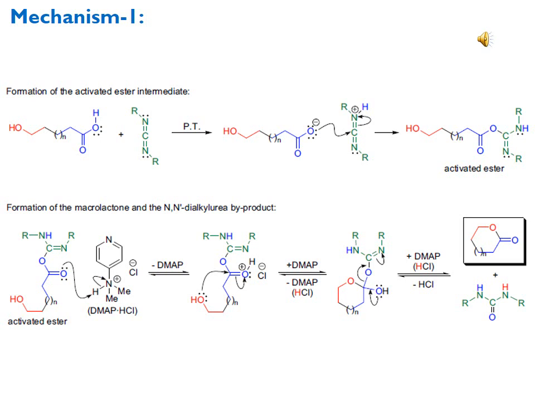And then the remaining parts we have discussed in the last lecture, how the hydroxy attacks on the carbonyl and how the ring is formed, and we get the byproduct N,N'-dialkyl urea along with the main product, lactone formation.